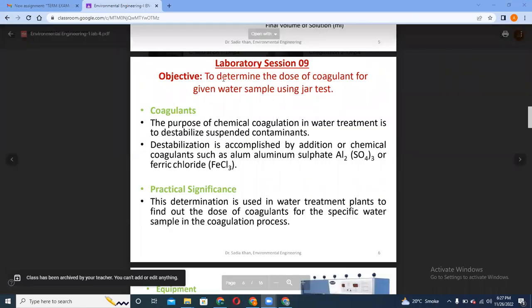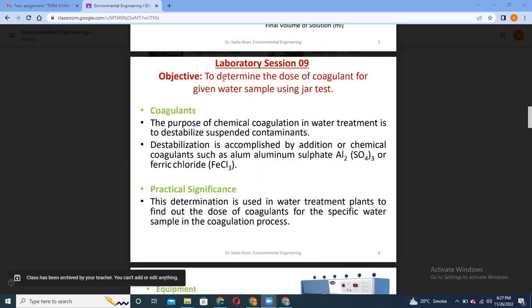Here we are discussing laboratory session 9. The objective is to determine the dose of coagulant for a given water sample using a jar test. What are coagulants? The purpose of chemical coagulants in water treatment is to destabilize suspended contaminants. If the water contains some contaminants, the coagulants are used to treat the water.